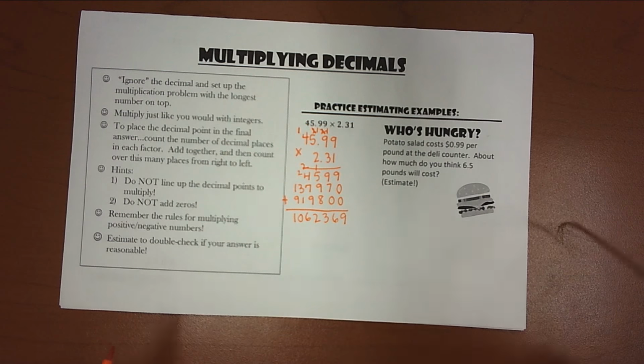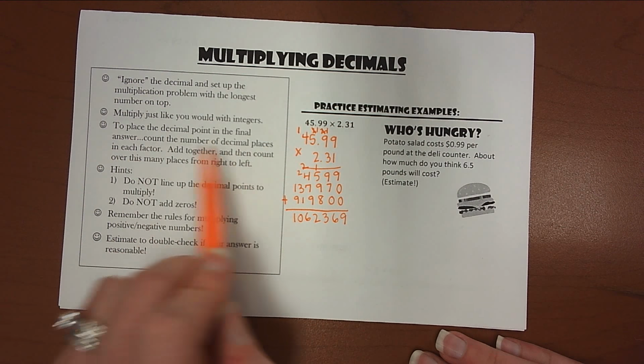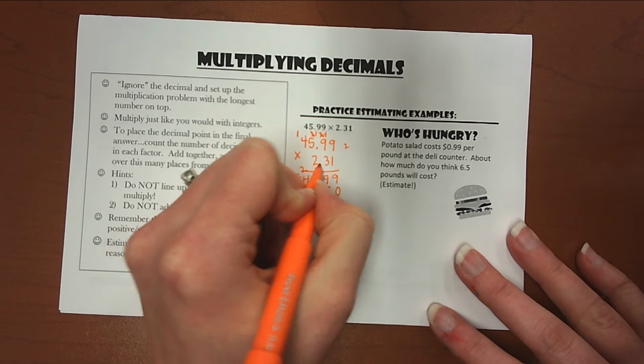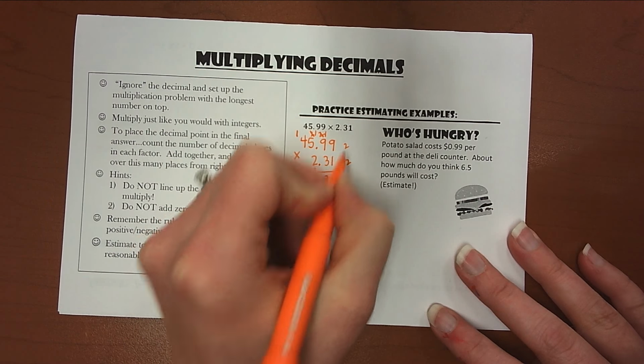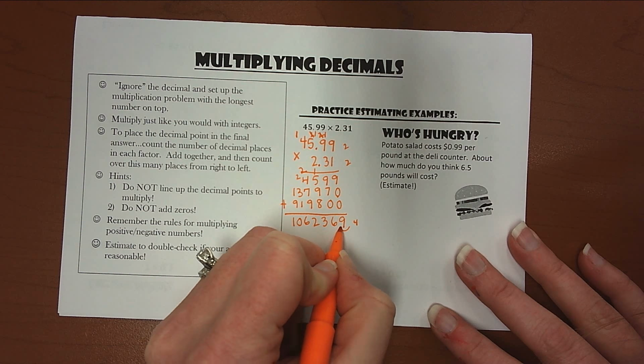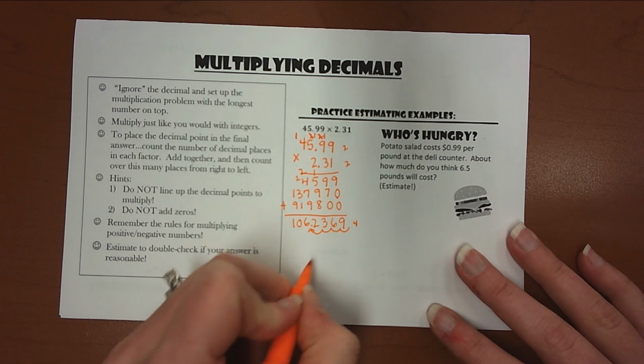And then the last step that we have to do is add in our decimal point. To place the decimal point in the final answer, count the number of decimal places in each factor. After this decimal point, there are 2. After this decimal point, there are 2 numbers. And so 2 plus 2 gives me 4 in my answer. So I'm going to work from right to left to put my decimal in my answer here.